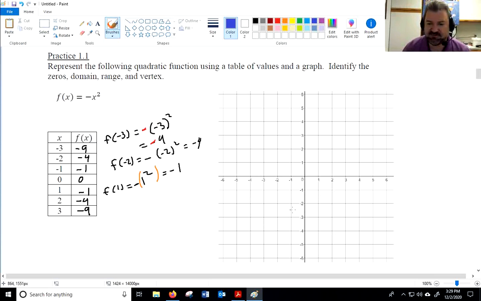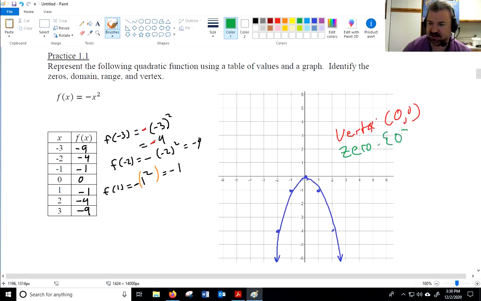All right, let's plot the values. -3, -9 is way down there. -2, -4, right? -1, -1. 0, 0. 1, -1. 2, -4. So we get something like that, and something like that. Okay, so we have a vertex at 0, 0 again. We have 1, 0 in this problem. Once again, just 1, 0 at 0.